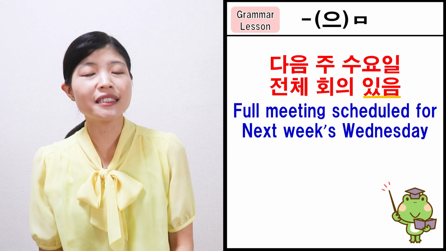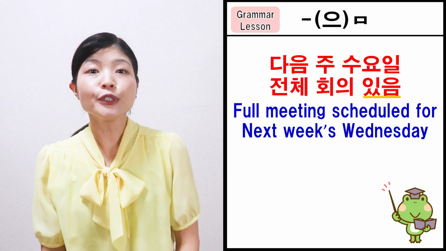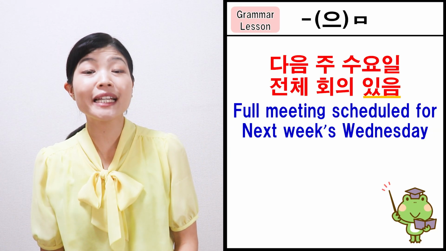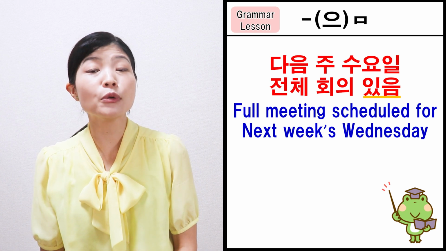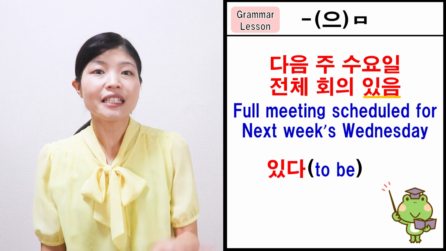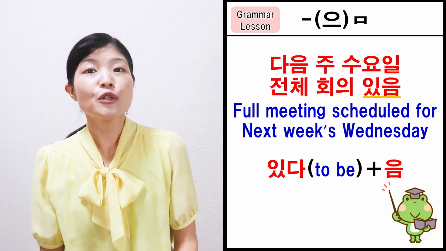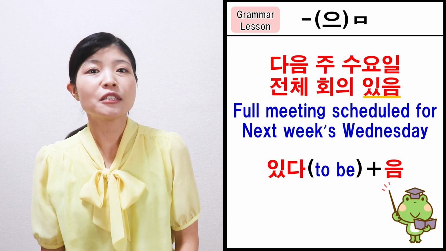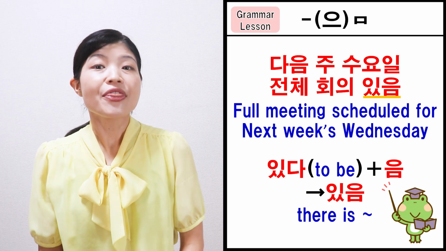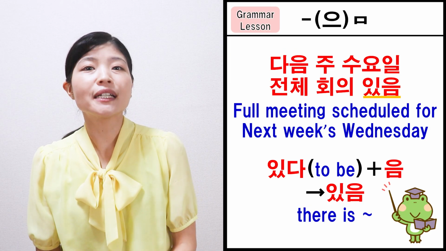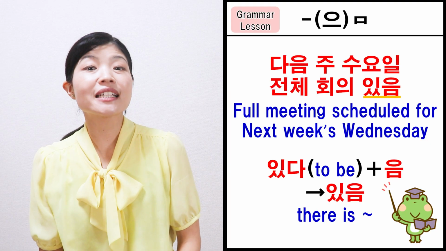다음 주 수요일 전체 회의 있음. Full meeting scheduled for next week's Wednesday. You might find this kind of simple sentence on a bulletin board in Korea. Here, 있다 is to be. You add 음 to the stem to make 있음, there is. It conveys the nuance that the meeting is fixed for next week. And it is already decided.